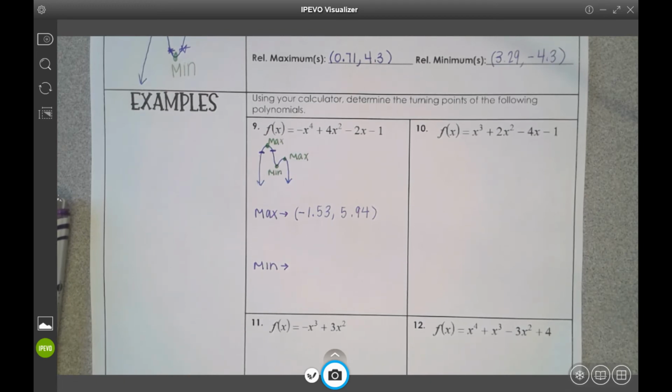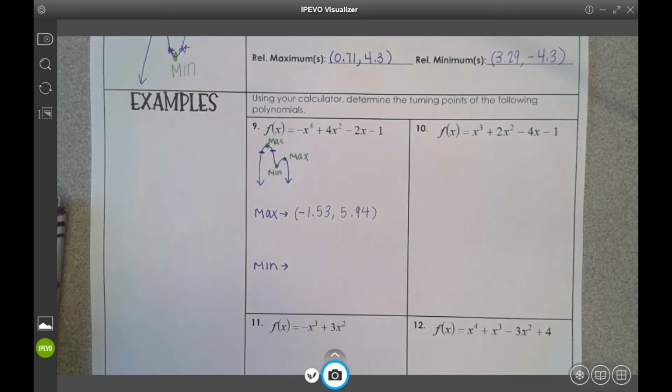So did everybody get that maximum? I don't want to move on. You're not getting it. Mine's like 1.8, negative 1.81 instead of 1.53. Okay. Let me see your calculator. Like it's weird because it's getting close, but the graph looks the same. Okay.